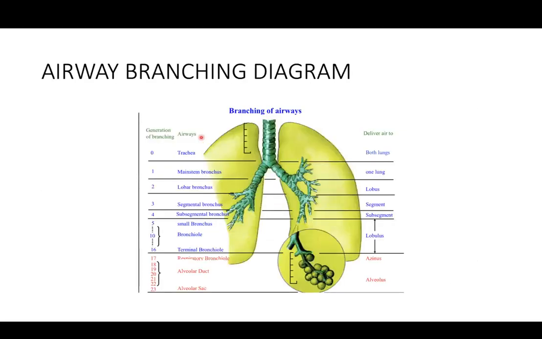We saw this diagram. The first 16 generations are the ones that are like conducting airways. There's no gas exchange in them. The next 7 are the ones where gas exchange actually takes place. And this is the gas exchange region, the next 7, which is these, the alveoli. The first 16, which are the conducting airways, no gas exchange, just transport.